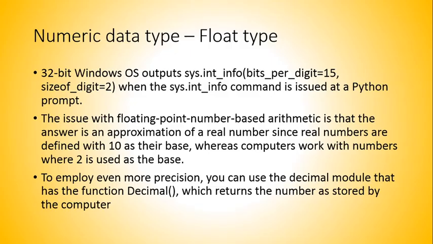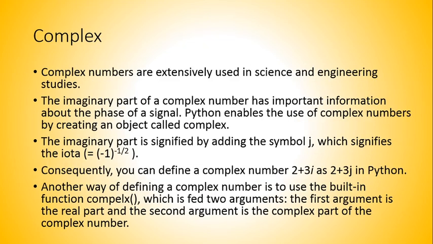Moving further, the complex data type. Complex numbers are extensively used in scientific and engineering studies. The imaginary part of a complex number has important information about the phase of the signal. Now Python enables the use of complex numbers by creating an object called complex. The imaginary part is signified by adding the symbol j.